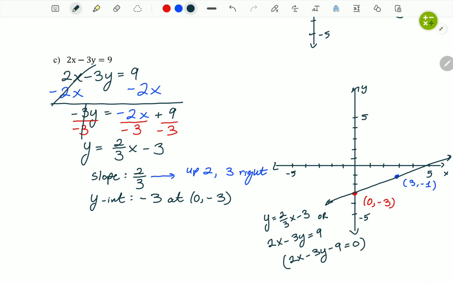That is it for this video. And this is how you graph the equation of a line using the slope-intercept method. Hopefully it makes sense. Hopefully you understand the algebra behind letter C.